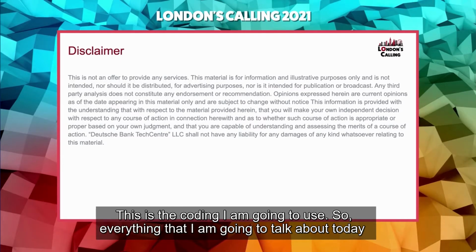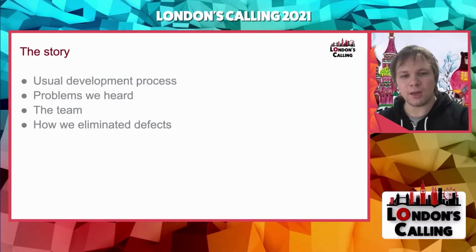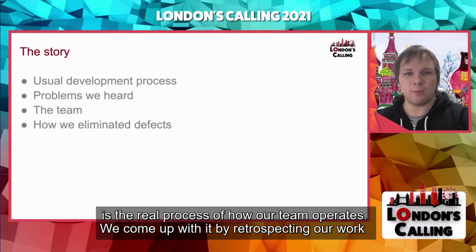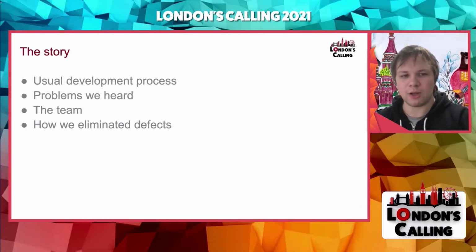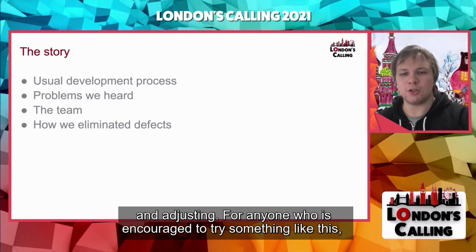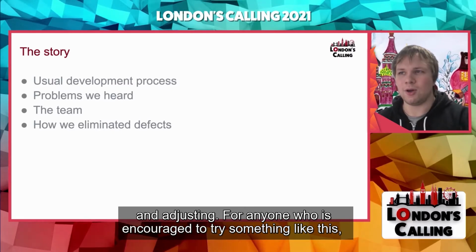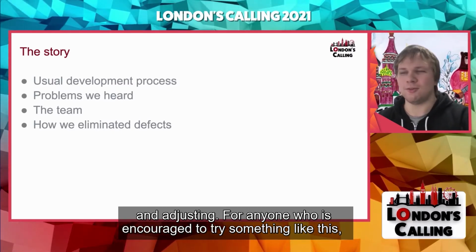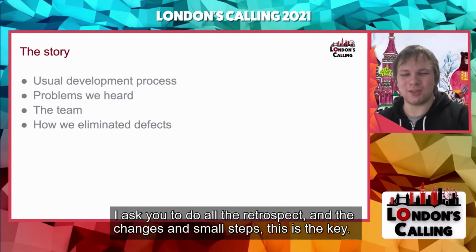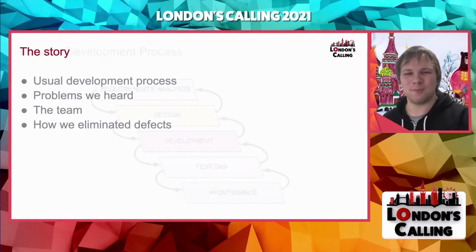Everything that I'm going to talk about today is the real process of how our team operates. We've come up with it by retrospecting our work every week and adjusting it. Only recently we switched to bi-weekly retros as we felt the process is stable now. But for anyone who's going to be encouraged enough to try something like this, I ask you to always retrospect and do changes in small steps. This is the key to long-term success.